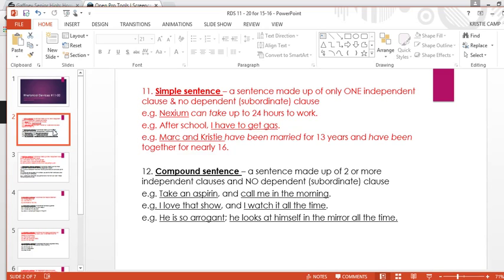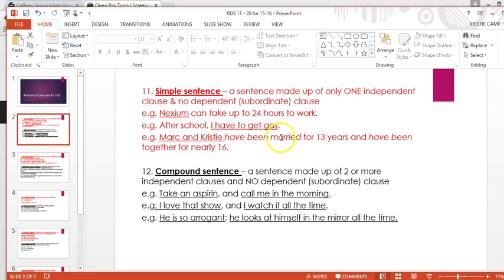We have a simple sentence. A simple sentence is a sentence made up of only one independent clause and no dependent or subordinate clause. For example, Nexium can take up to 24 hours to work. Nexium is your subject, can take is your verb. These are either infinitives or prepositional phrases, so you do not have another independent clause. So that makes it a simple sentence.